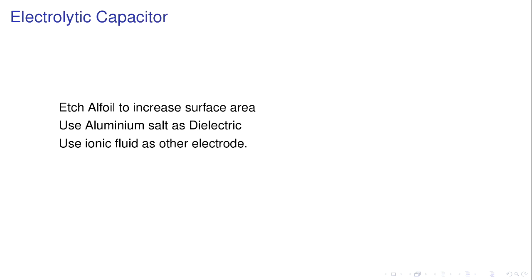So what I'm going to do is make an electrolytic capacitor. We're going to take some alfoil, etch it a little bit to increase its surface area, and then grow an oxide or carbonate layer on the aluminium. And we're going to grow it just as thick as is necessary to prevent a reverse voltage through. And we'll use an ionic fluid as the other electrolyte. You can do this at your home.